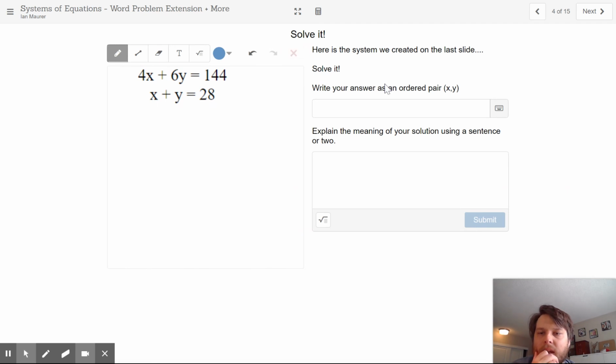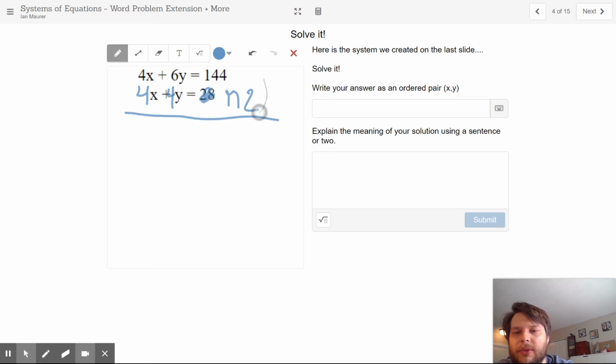You can see how this is a sort of similar situation as before. They don't match up with each other, but if I multiply the bottom equation times 4, it's going to match up with the top equation. So I'm going to multiply by 4. 4x plus 4y. 4 times 28 is 112. Now my x's match up, so I'm able to eliminate by subtracting.